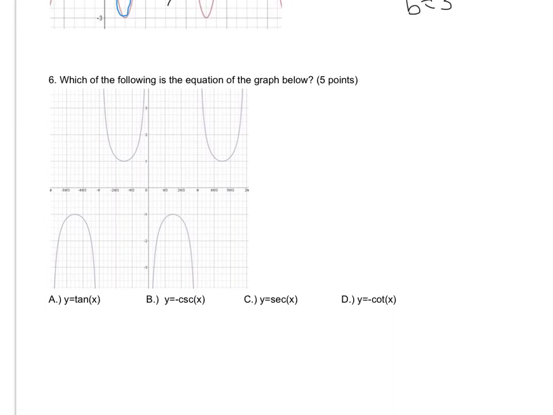Okay, let's look at this last one. It says, which of the following is the equation of the graph below? And for some reason it says 5 points. So, if you look at this, you can really graph it to kind of see what it's going to be. But tangent, if you recall, it was a bunch of waves that look like this. So it's not tangent. Cotangent was a bunch of waves that kind of look the same, just kind of offset a little bit. So it's not cotangent. So it's either going to be secant or going to be cosecant.